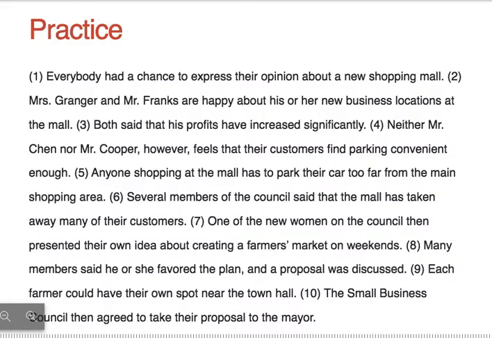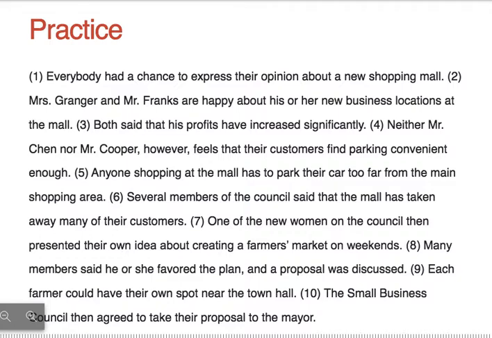Everybody had a chance to express their opinion about a new shopping mall. Mrs. Granger and Mr. Franks are happy about his or her new business locations at the mall. Both said that his profits have increased significantly. Neither Mr. Chen nor Mr. Cooper, however, feels that their customers find parking convenient enough. Anyone shopping at the mall has to park their car too far from the main shopping area.